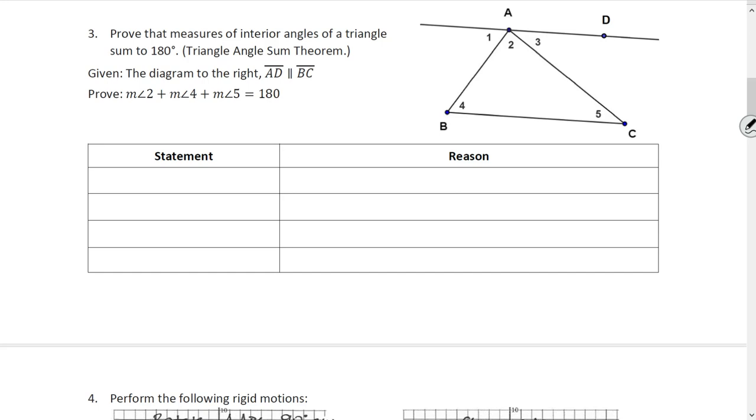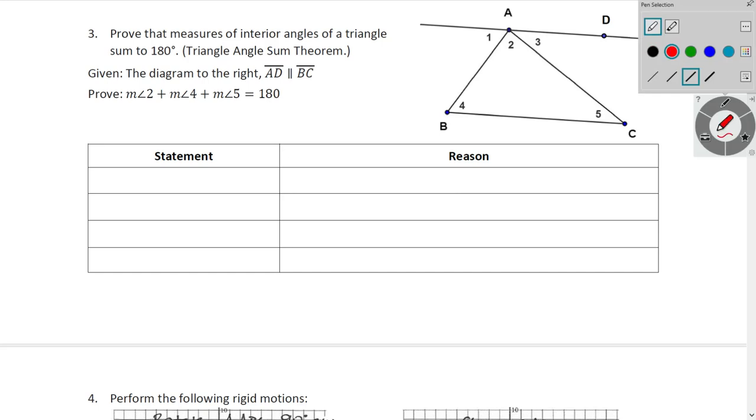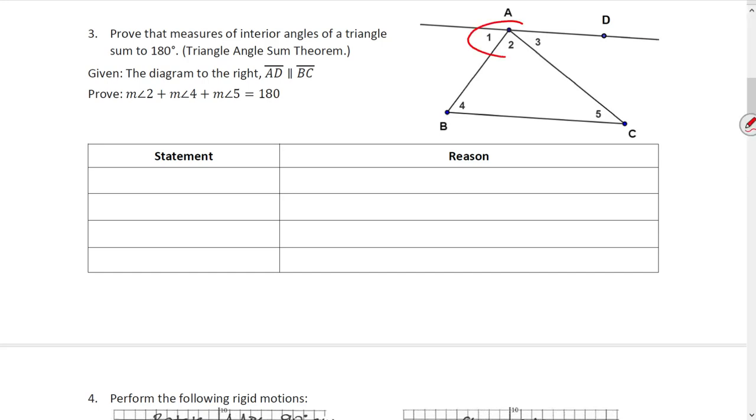Okay, so I'm going to go back to the way we started this before, and that is by looking at angles 1, 2, and 3. Okay, those are not a linear pair because there's more than two. But I do know that they make a straight line.